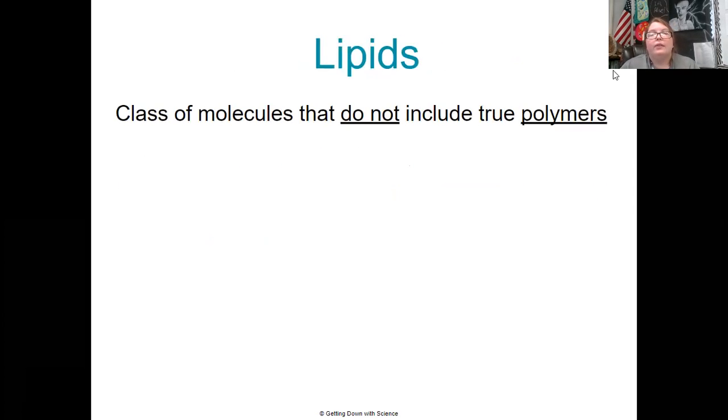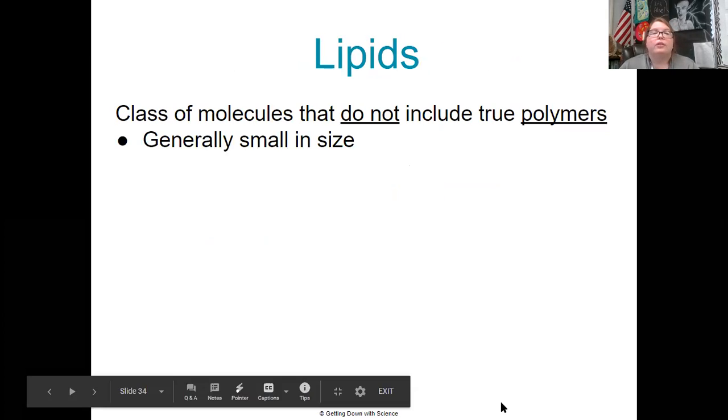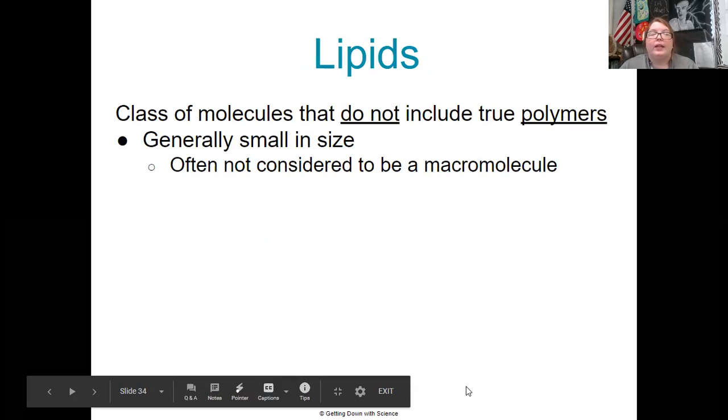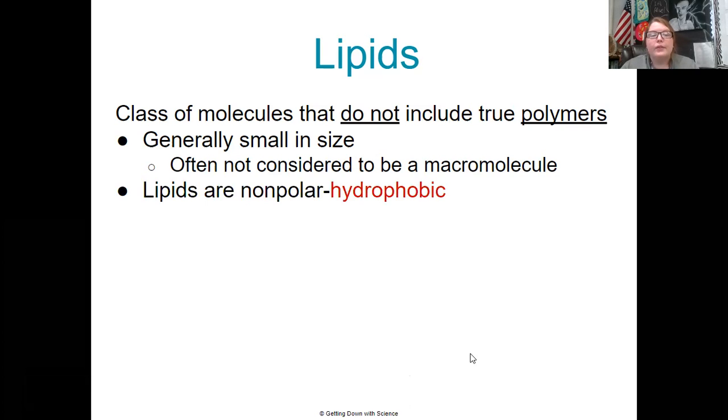Okay, so they're not truly polymers. They're generally relatively small. Okay, they're often not considered a macromolecule. I know when we teach biology 1 or life science, we generally throw them in there just because they're super important, and when else are we going to talk about it, right? So they are nonpolar or hydrophobic. This is why oil doesn't mix in water.